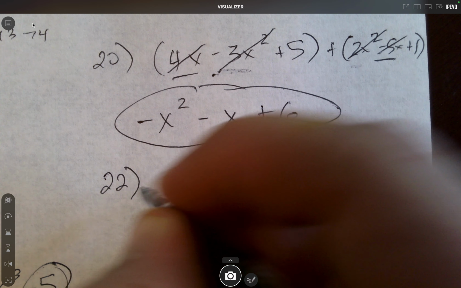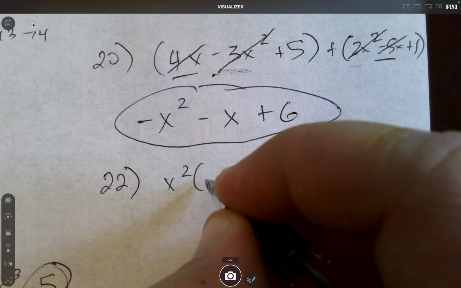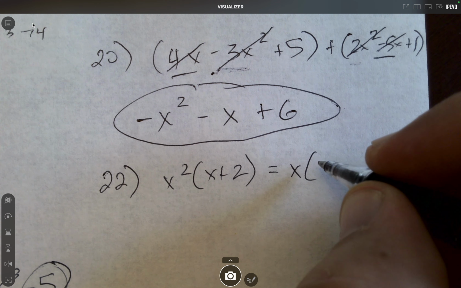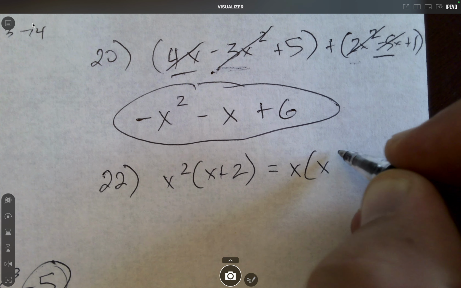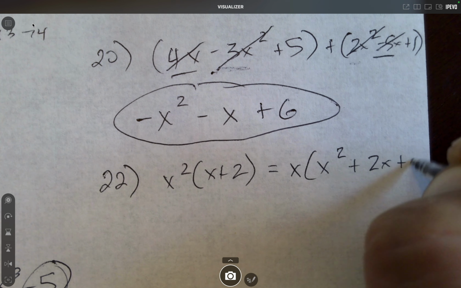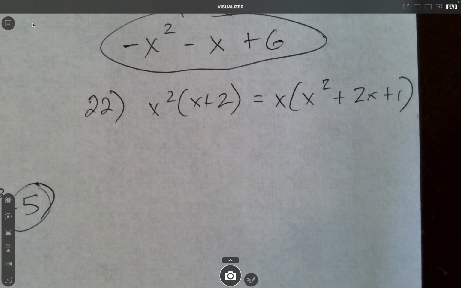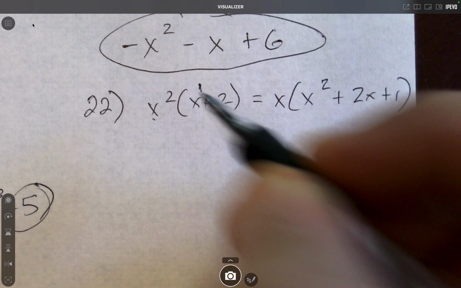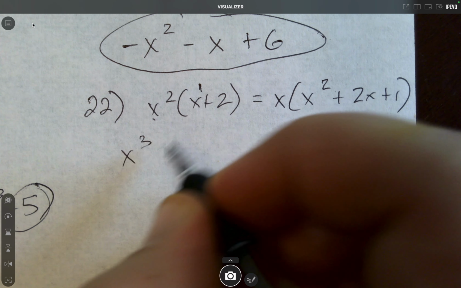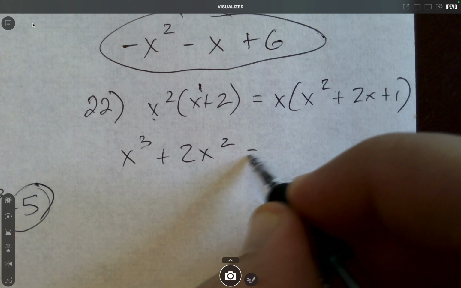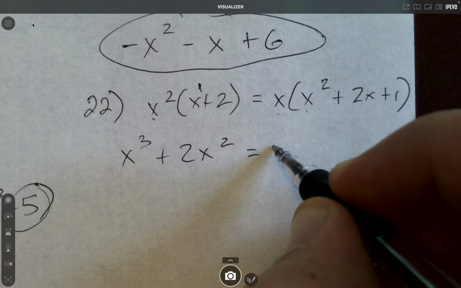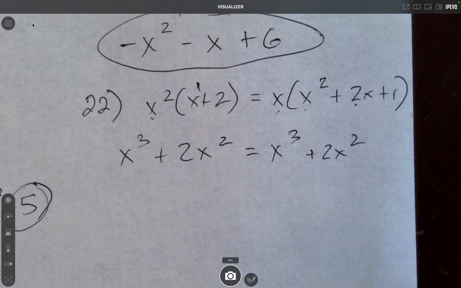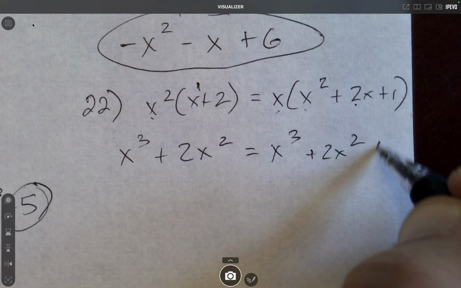Okay, 22. We're asked to solve this equation. Before we solve this, we will have to distribute. So our first step is to distribute the x squared on the left. X squared times x. Remember, you add the exponents together, so it's x cubed. X squared times 2 is 2x squared. X times x squared is x cubed. X times 2x is 2x squared. And then x times 1 is x.